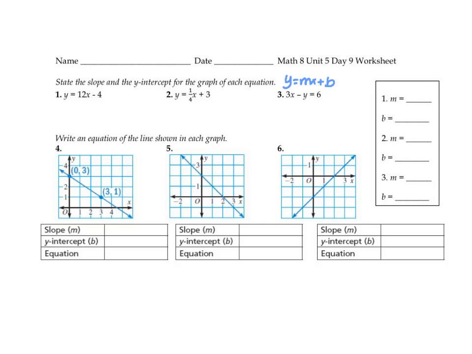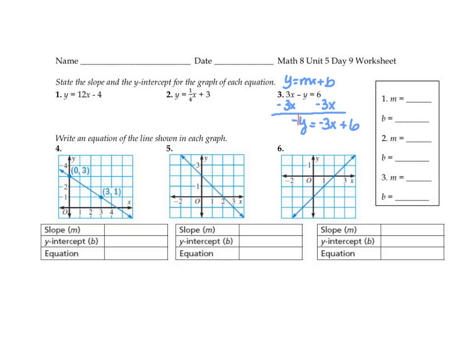Remember from Friday last week, the first thing we have to do to get y by itself is move that x term. So we're going to subtract 3x from both sides, and that's going to give us negative y equals negative 3x plus 6. And then we know if there isn't a number in front of y, we can put a 1 there. So that means I have a negative 1y.